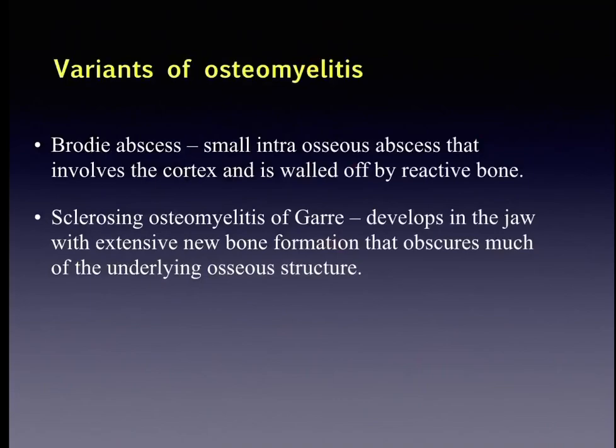So there are certain variants of osteomyelitis. One is the Brodie abscess, that is, a small intraosseous abscess that involves the cortex and is walled off by the reactive bone. Another variant is sclerosing osteomyelitis of Garré. It develops in the jaw with extensive new bone formation.